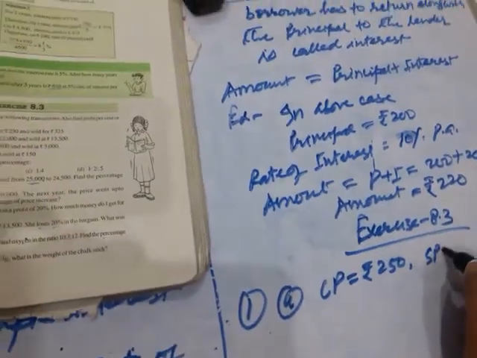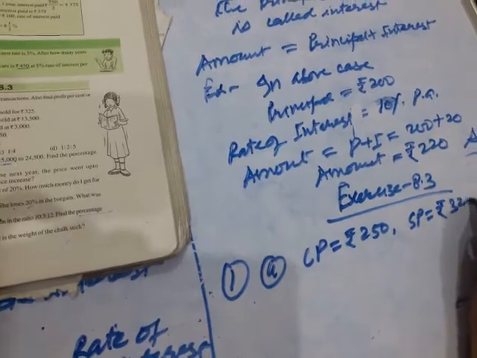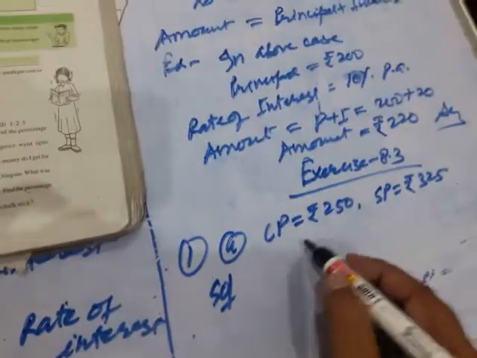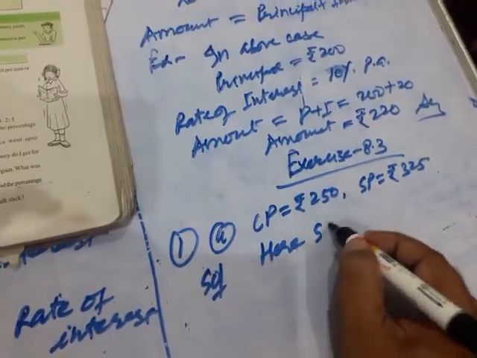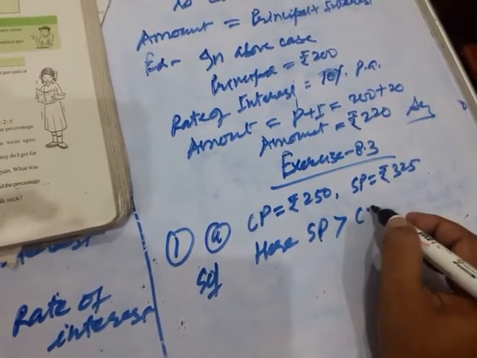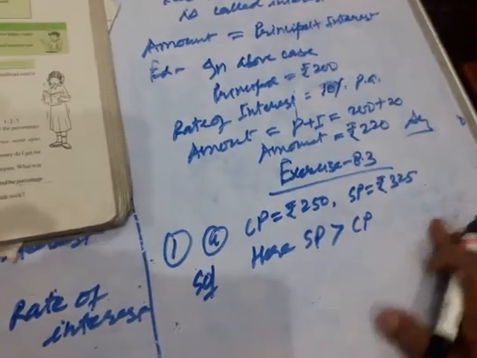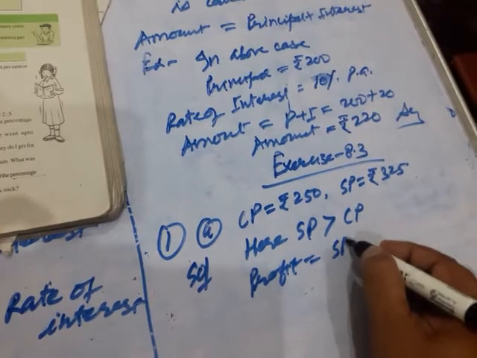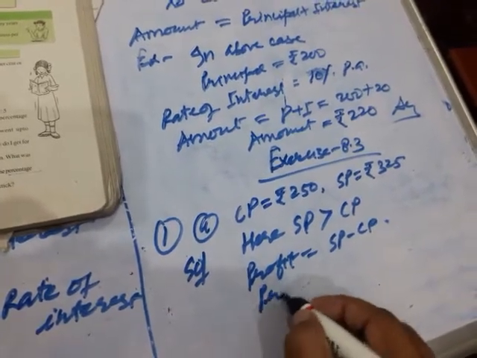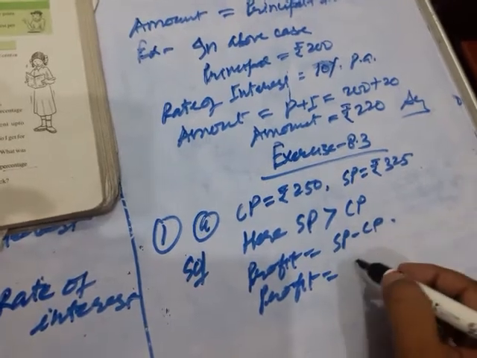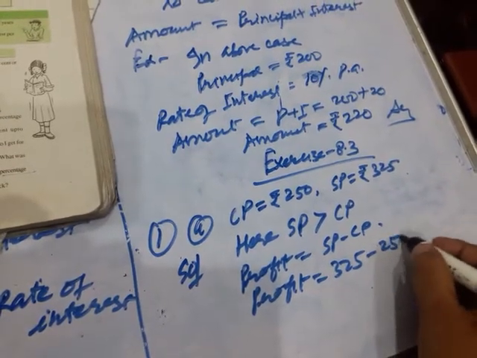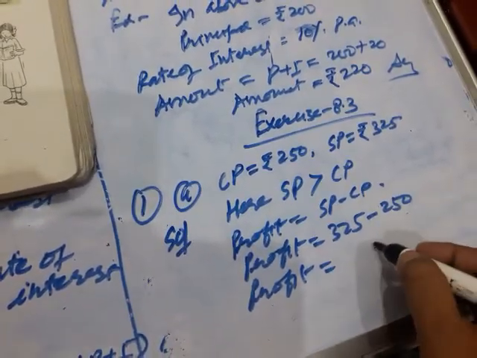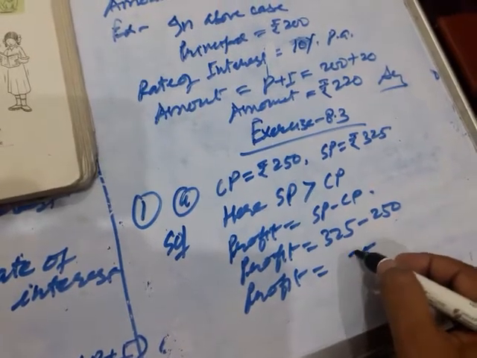And SP equal to rupees 325. So profit or loss percent here, start solution. Here SP is greater than CP. Then what happens? Then there will be profit. Profit equal to SP minus CP. Then what will be the profit? Profit equal to 325 minus 250. Then profit equal to how much? 5 minus 0 equal to 5, and 12 minus 5 equal to 7.